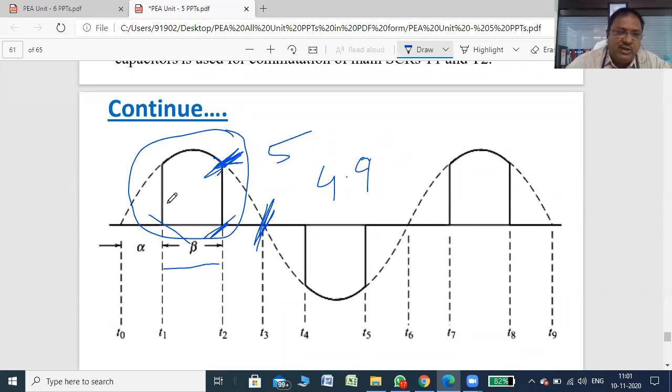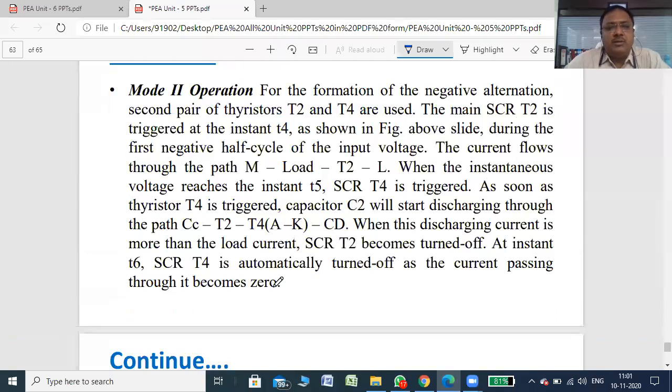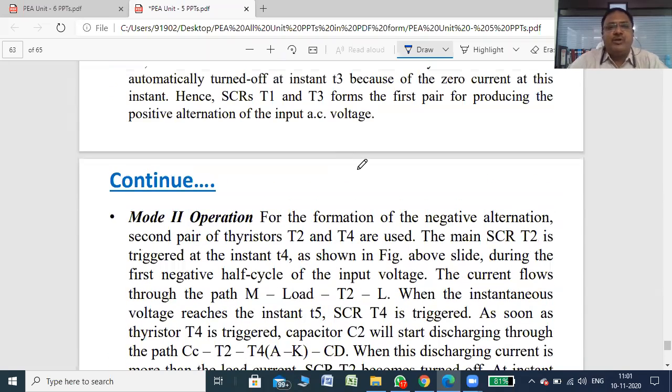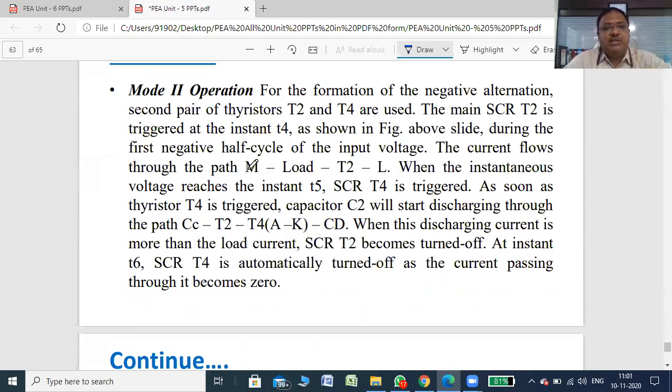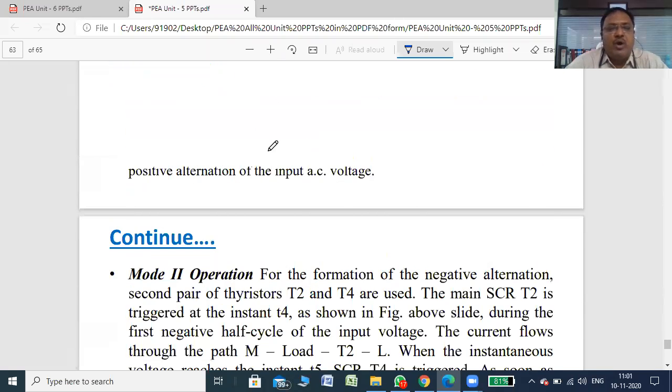At this instant you can say this is the T1 on time, this is the T3 on time. Here T1 is on, then T3 is on. Now at this instant, T2 is on, right? And at this instant, T4 is on. Okay. So mode 2 operation. For the formation of the negative alternation, this is similar to the mode 1 operation.